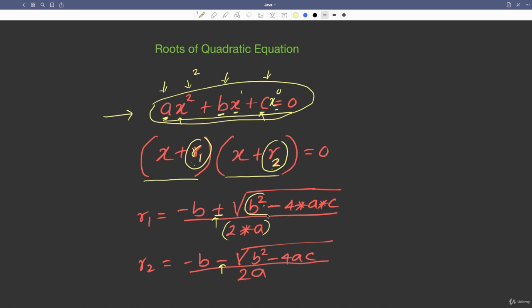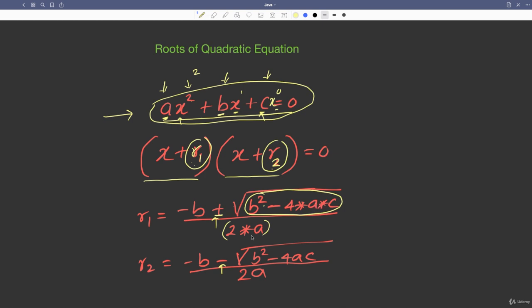If this b square minus 4ac value is positive, then we get some roots. If it is negative, then we get an imaginary root, or we say we cannot get the answer for this one. We get an imaginary result, so this should not be negative. If it is 0, then both will be the same, minus b by 2a and minus b by 2a. So this is called the discriminant of a quadratic equation. It is called the discriminant.